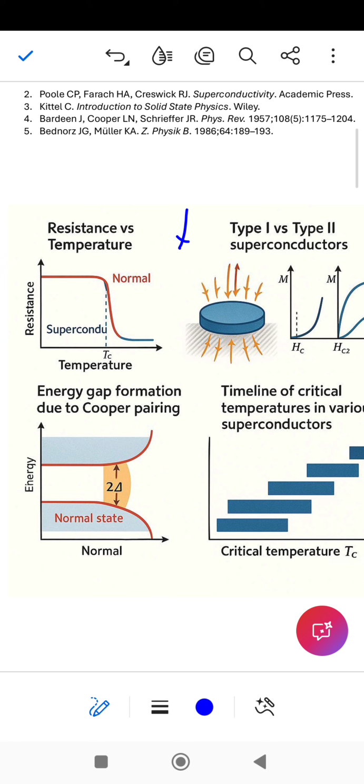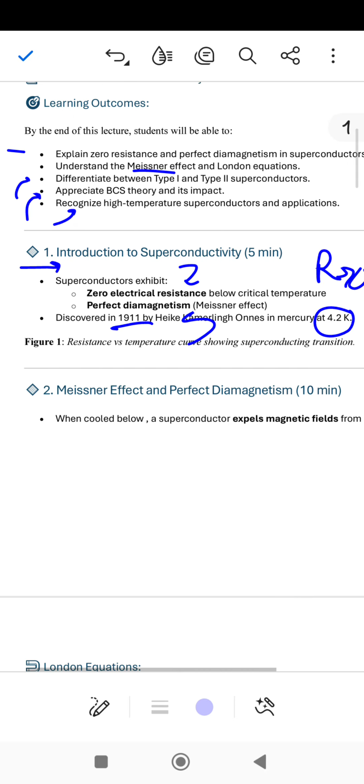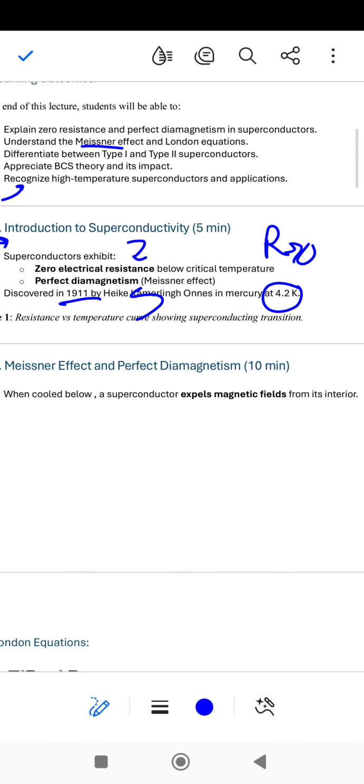2. Meissner effect and perfect diamagnetism. In 1933, Meissner and Ochsenfeld discovered that superconductors not only conduct without resistance, but also expel all magnetic fields from their interior when cooled below Tc, irrespective of their magnetic history. This is the Meissner effect.